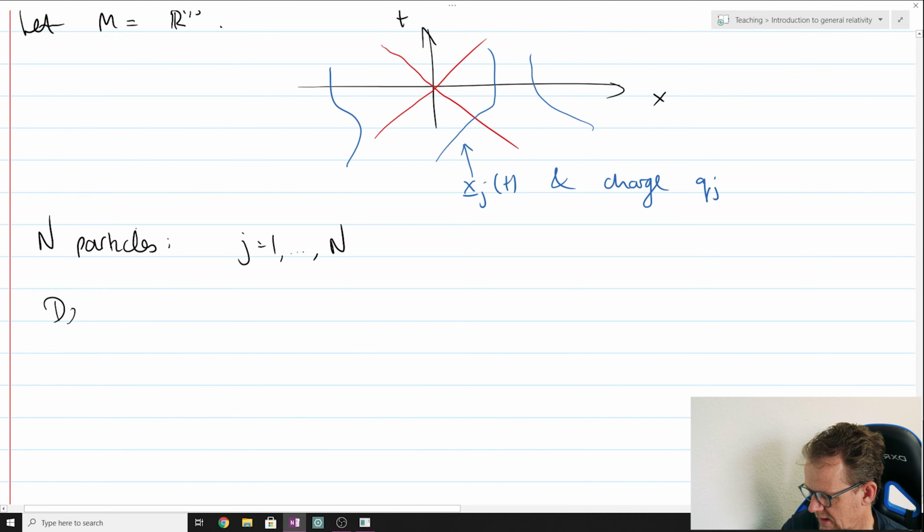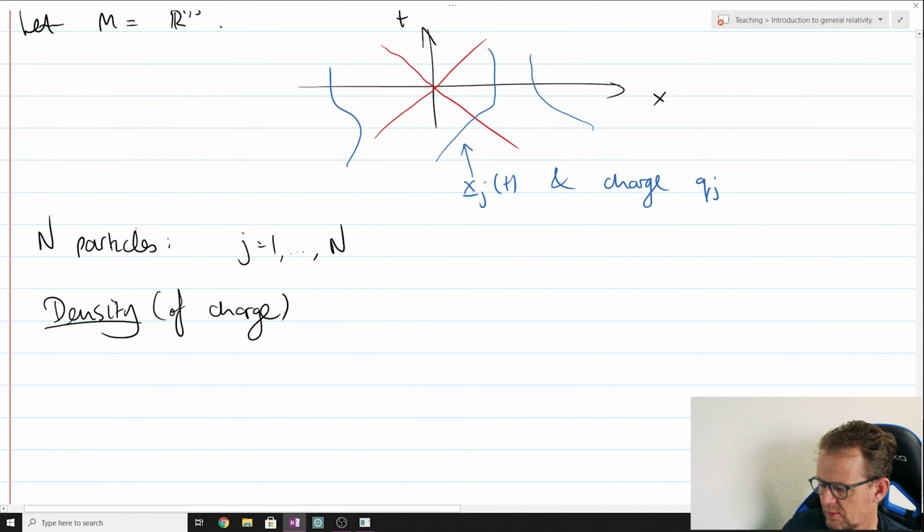So let's talk about the density, and in particular the density of charge here. We could equally well think of the charge as their mass. So we're looking at the density of this quantity that we're calling q_j. So the density for this distribution of particles is a function, right? The density is 0 if there are no particles there, and a delta function if there is a particle there.